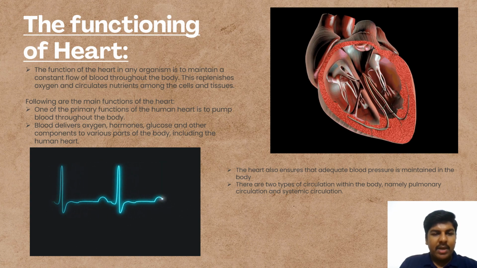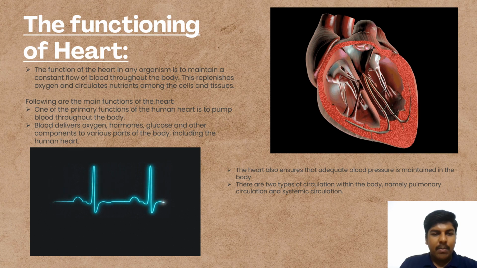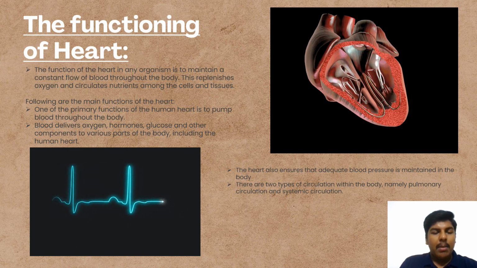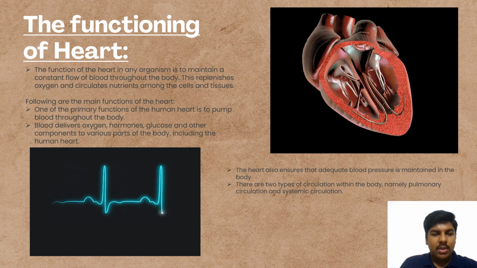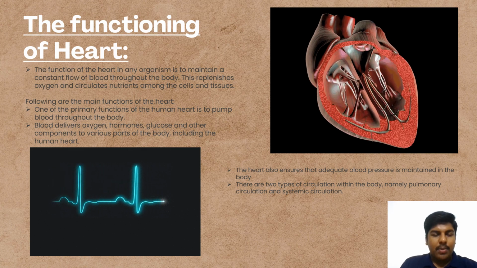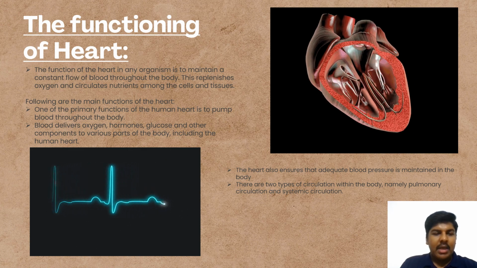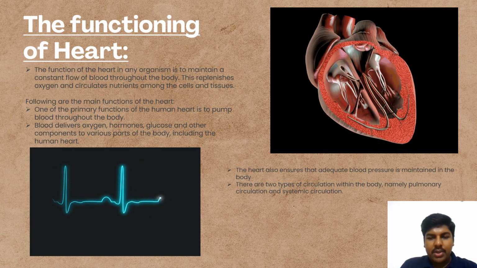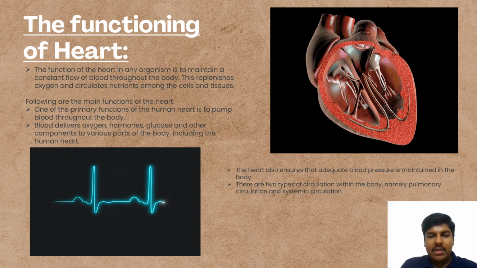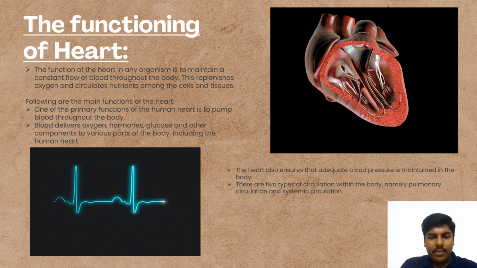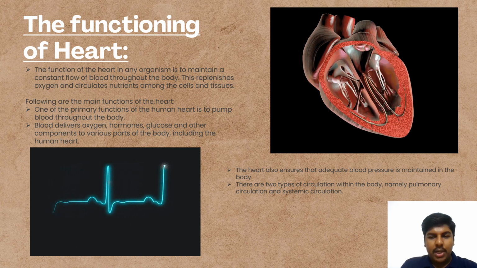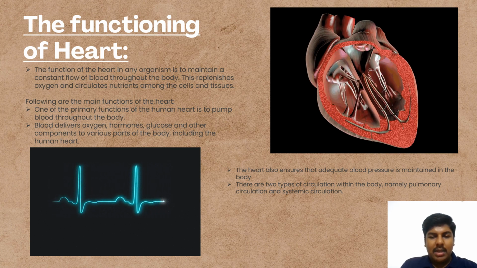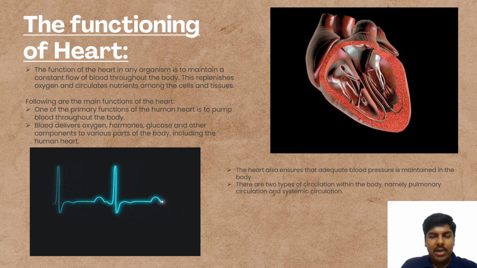One of the primary functions of the human heart is to pump blood throughout the body. Blood delivers oxygen, hormones, glucose, and other components to various parts of the body, including the human heart. The heart also ensures that adequate blood pressure is maintained in the body. There are two types of circulation within the body, namely pulmonary circulation and systemic circulation.